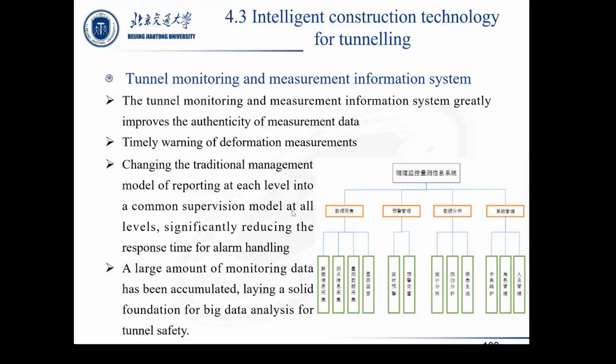RQD means rock quality designation. RQD. Rock quality, yes.